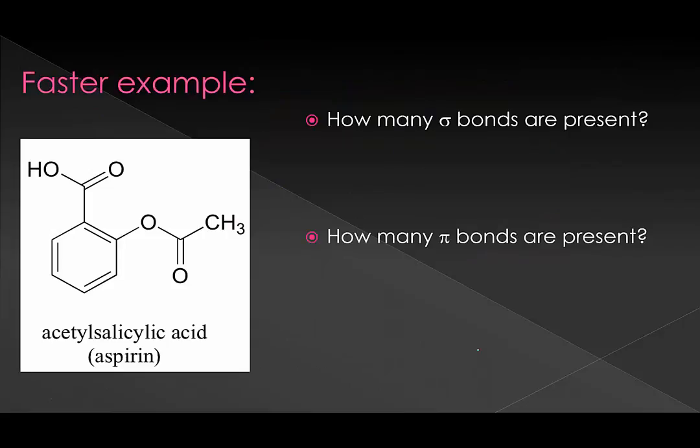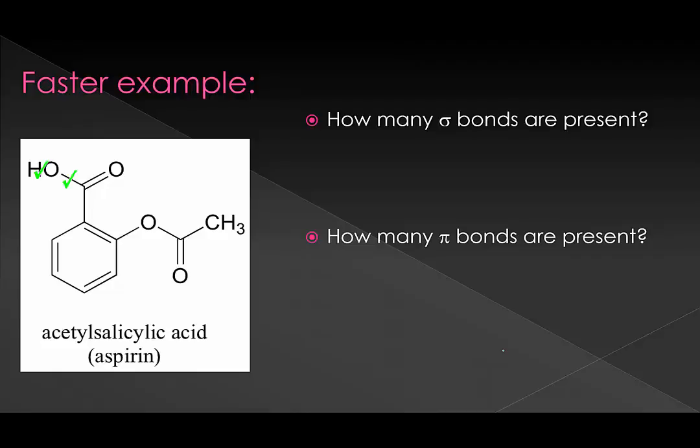Now let's do a much faster example. It's actually way bigger, but we're not going to walk through the entire thing, just pieces of it. And this will show you a little bit how I'll ask this on exams and homework and things of that sort. So first off, how many sigma bonds are present? When we go to count sigma bonds, we're counting the first bond of any double bond or triple bond and any connected bonds. So let's walk through this one at a time.